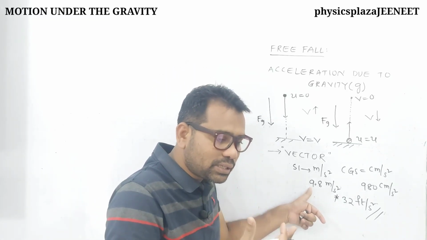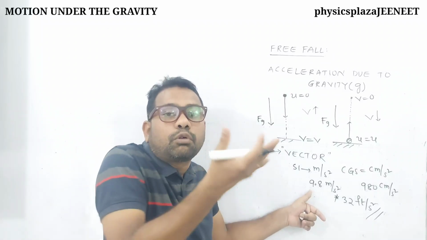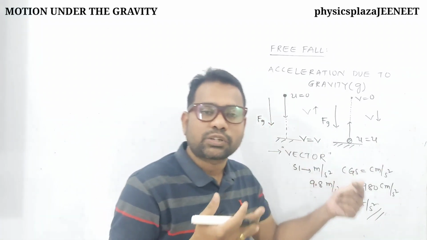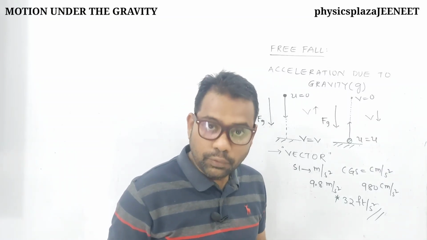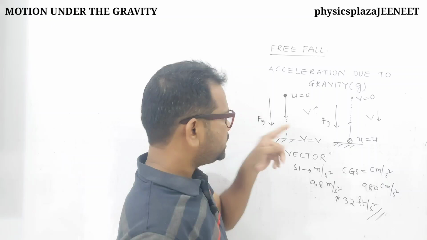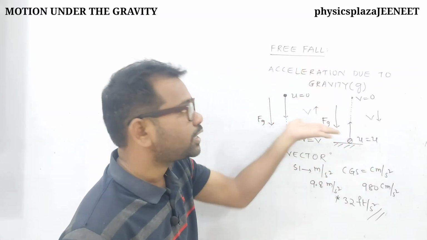But in some cases, for our mathematical purpose, to make it more comfortable, 9.8 we can take as even 10 meter per second square also. Is it clear? Fine. But the thing is that, okay, acceleration due to gravity. Children, velocity keeps on changing, so that there will be acceleration.